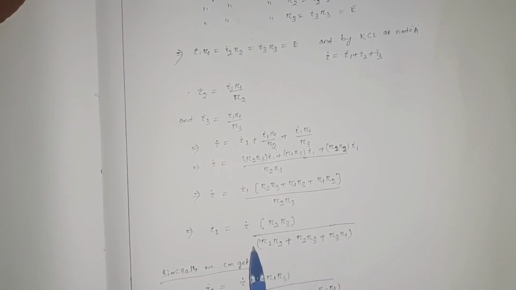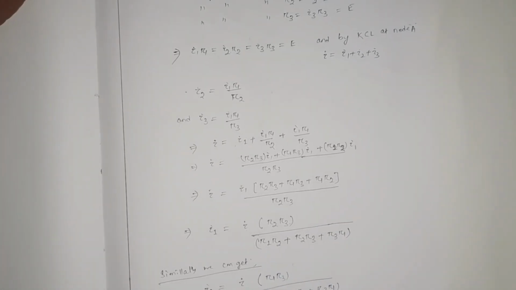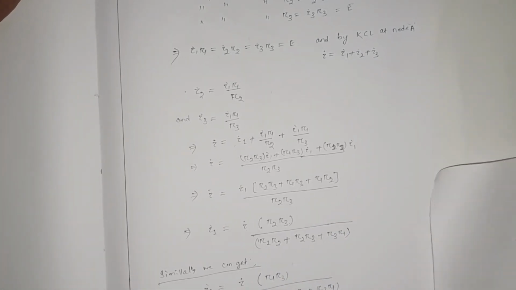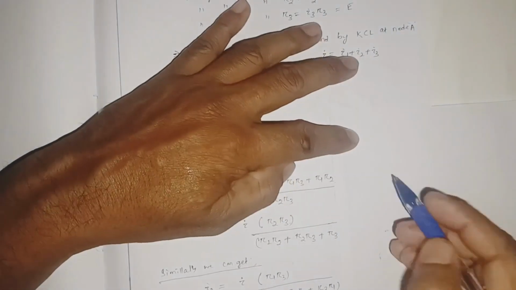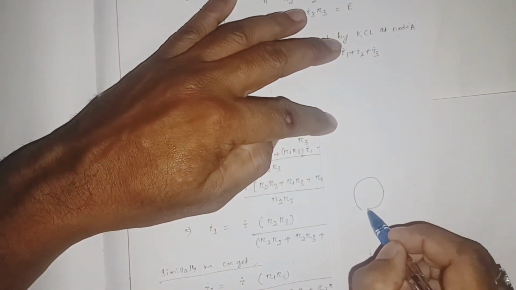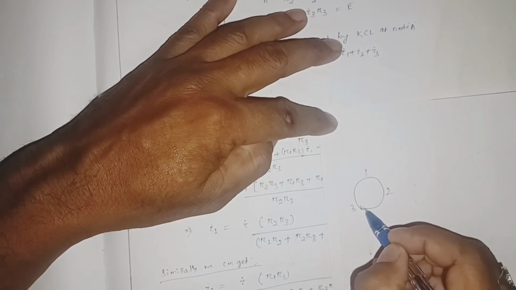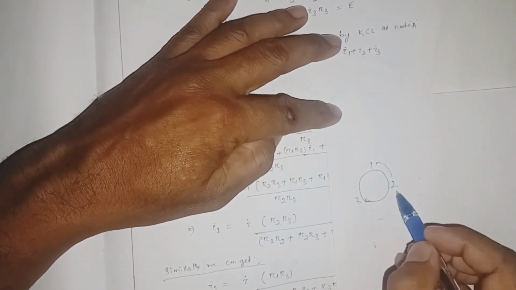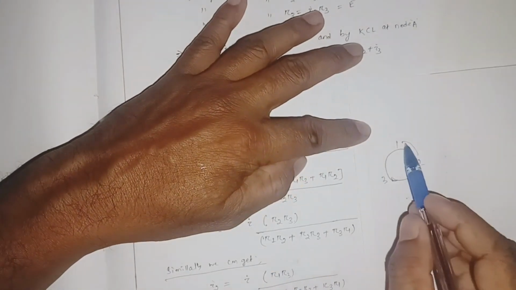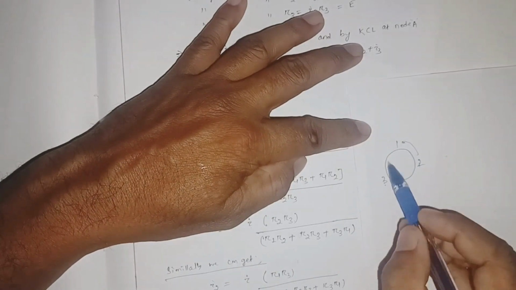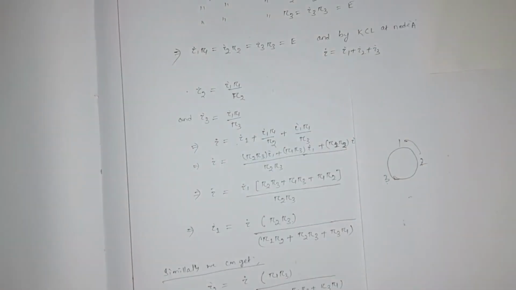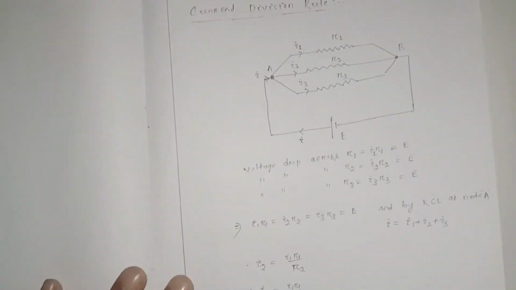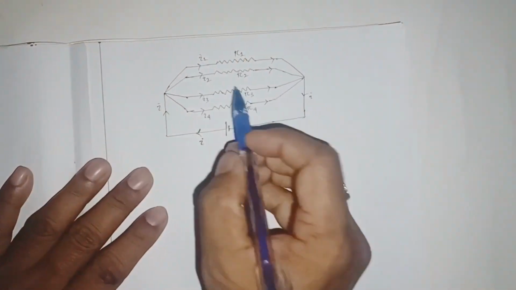So the denominator is the addition of multiplications of two resistances in different possible arrangements. That means you can write the denominator like this. Suppose we consider these as 1, 2 and 3. So for the denominator, 1 into 2, 2 into 3, 3 into 1, R1 R2. Likewise, we have to write I1 in this branch.